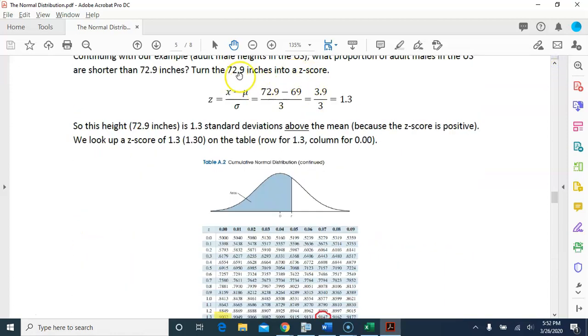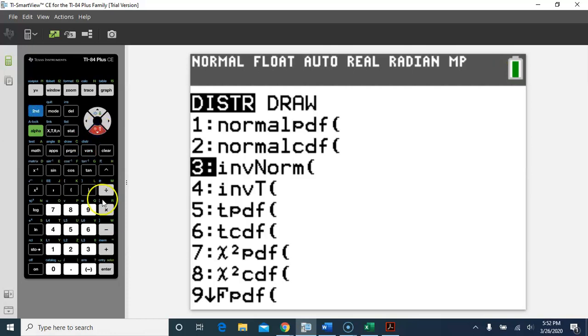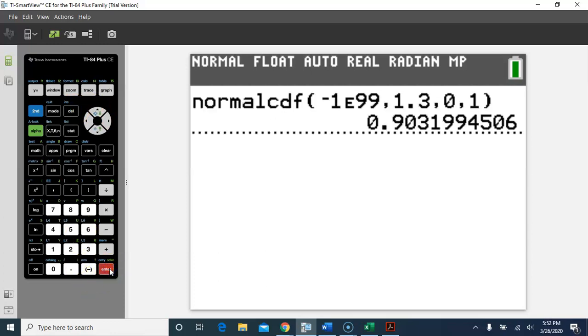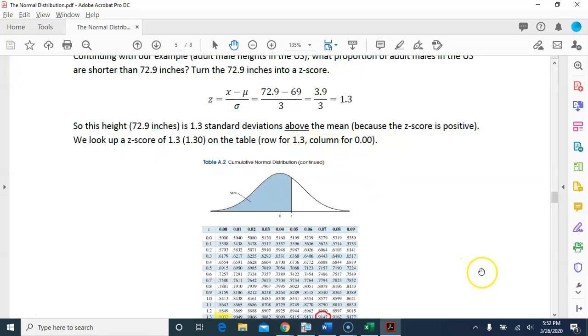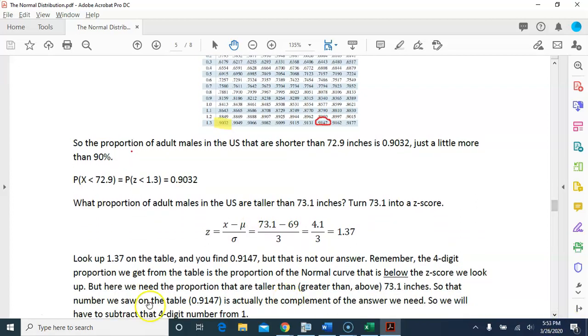So we turned 72.9 inches into a z-score of 1.3. On the calculator, that would be second vars, NormalCDF, and our z-score is 1.3. And there's our 0.9032, which is the same answer we got off of the table right here. If we're doing a greater than problem on the calculator, then we don't necessarily have to do that 1 minus operation.